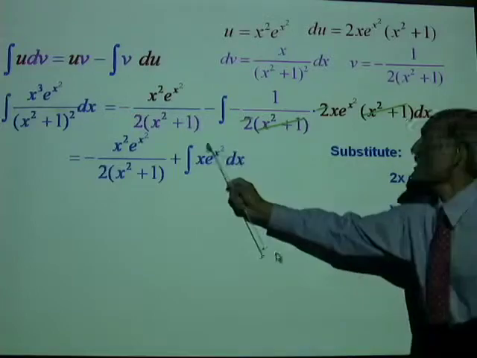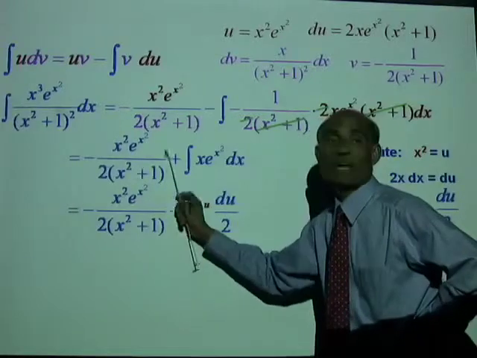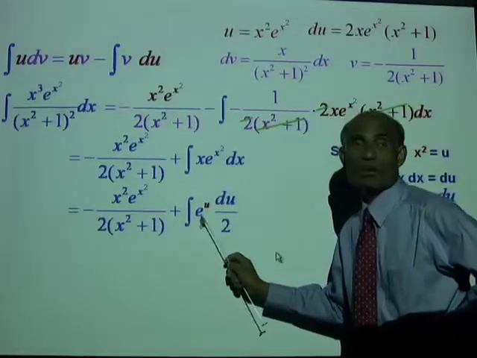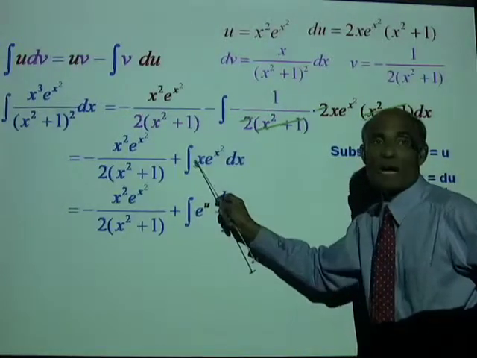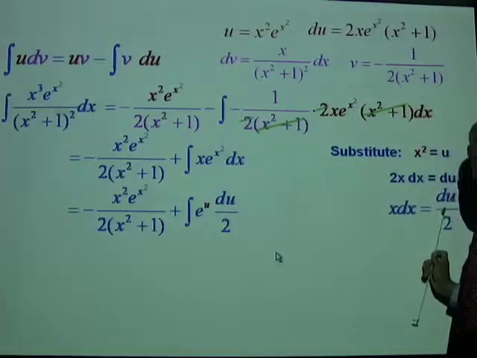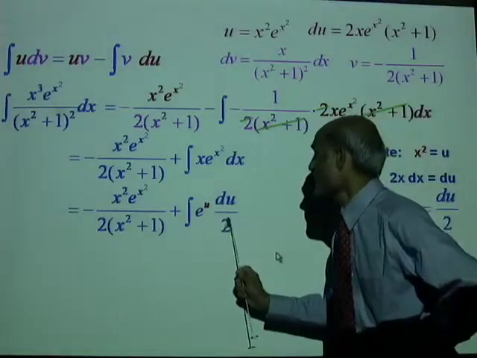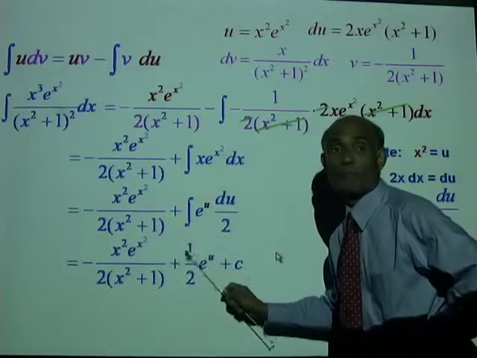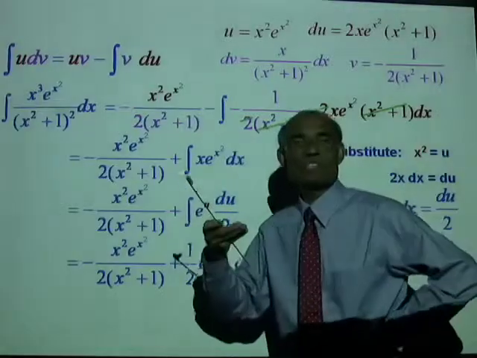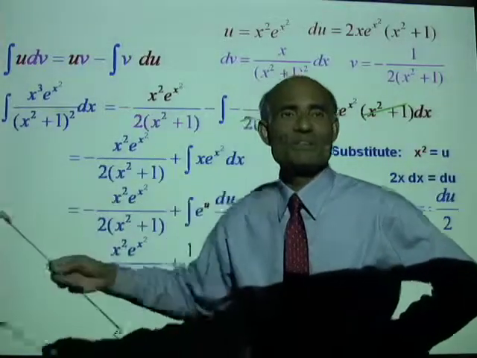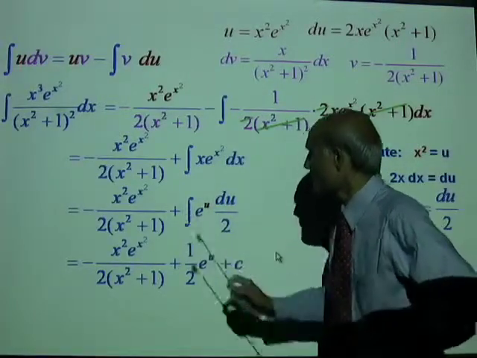So this integral now becomes, this term is going to remain the same. So that will be whatever we have here plus integral e to the power of x squared becomes e to the power of u, and x dx becomes du over 2. Now look how simple it became. And that 1/2 will come out. That will be 1/2 integral e to the power of u du. What's integral e to the power of u du? It will be e to the power of u. So that will be e to the power of u times that 1/2.